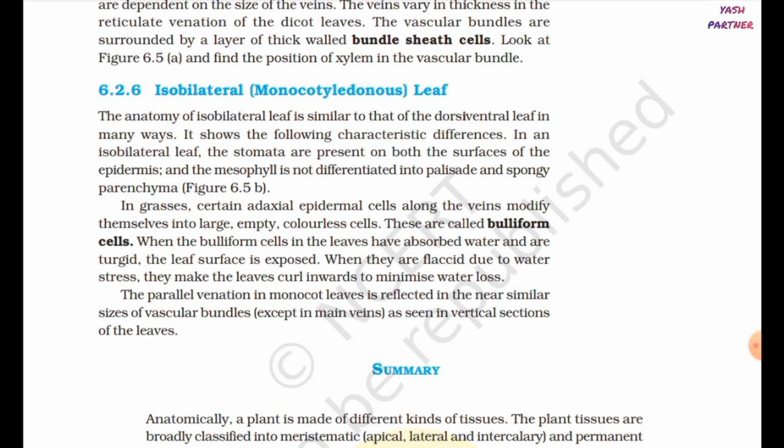When the bulliform cells in the leaves have absorbed water and are turgid, the leaf surface is exposed. When they are flaccid due to water stress, they make the leaves curl inward to minimize water loss. The parallel venation in monocot leaves is reflected in the near similar sizes of vascular bundles except in main veins, as seen in vertical sections of the leaves. Summary.